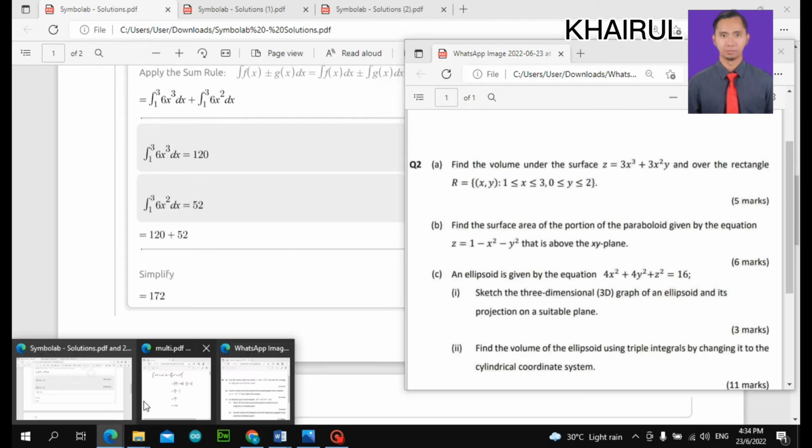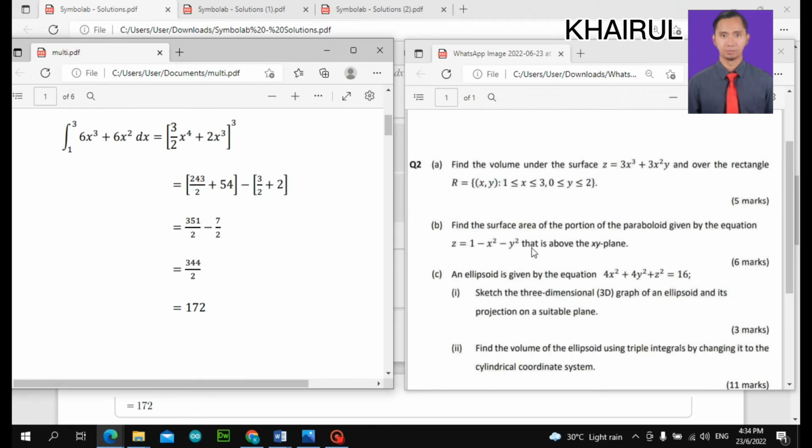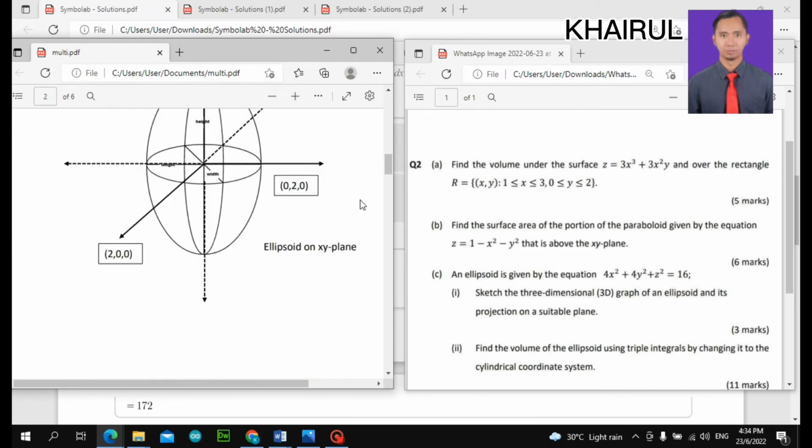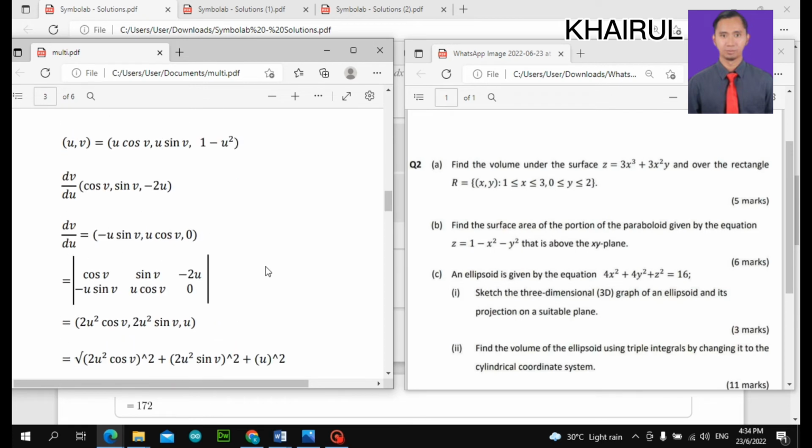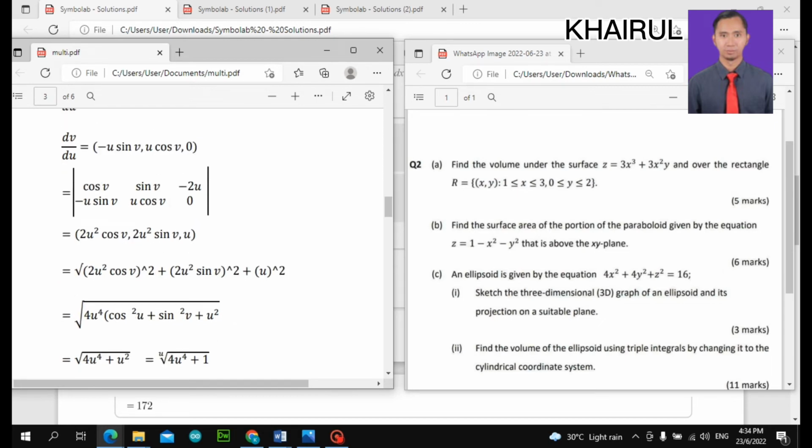Okay, for question 2, question B: find the surface area of the portion of the paraboloid given by the equation z equals 1 minus x to the power of 2 minus y to the power of 2, that is above the xy plane. Okay, for question B, we use the vector. First we differentiate and we get negative u sin v, u cos v, and 0, and we put it in the matrix vector.